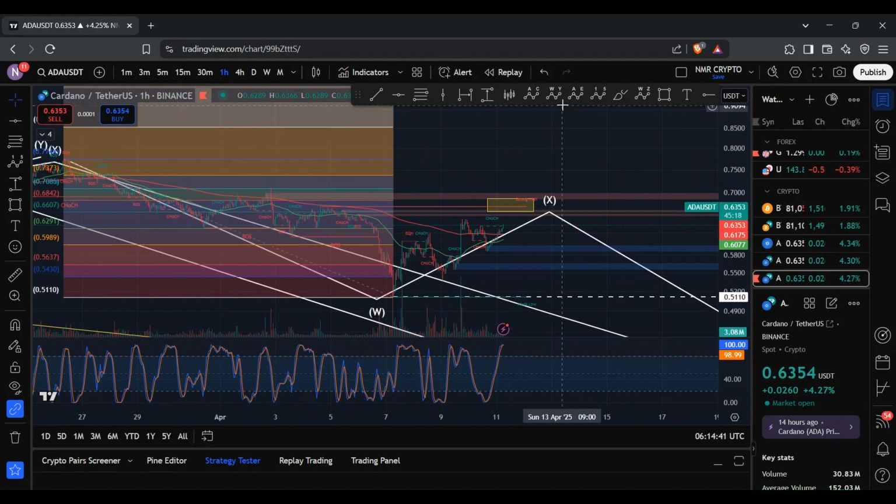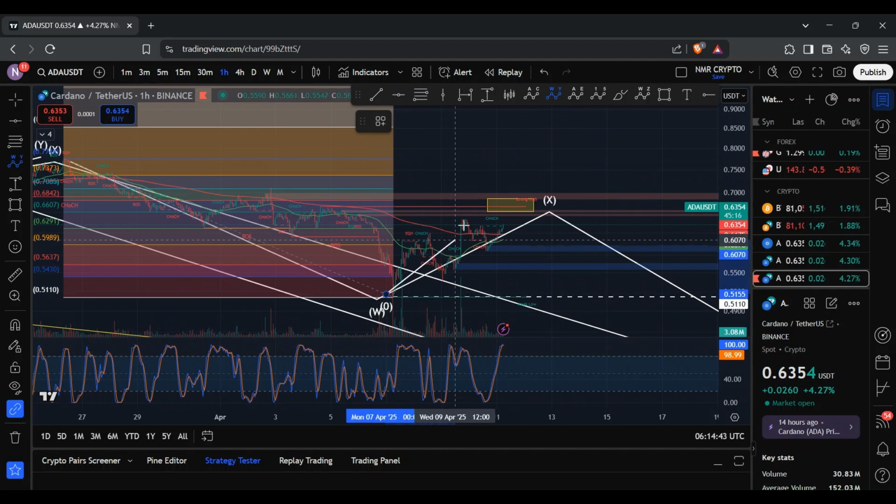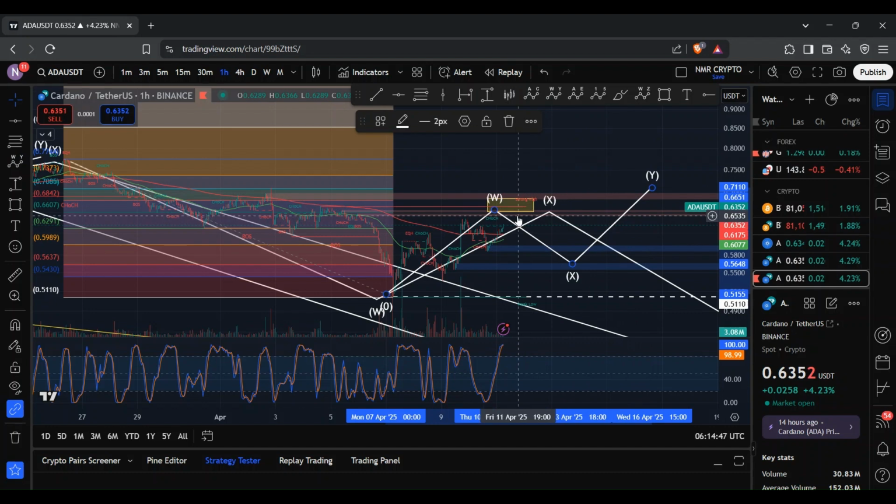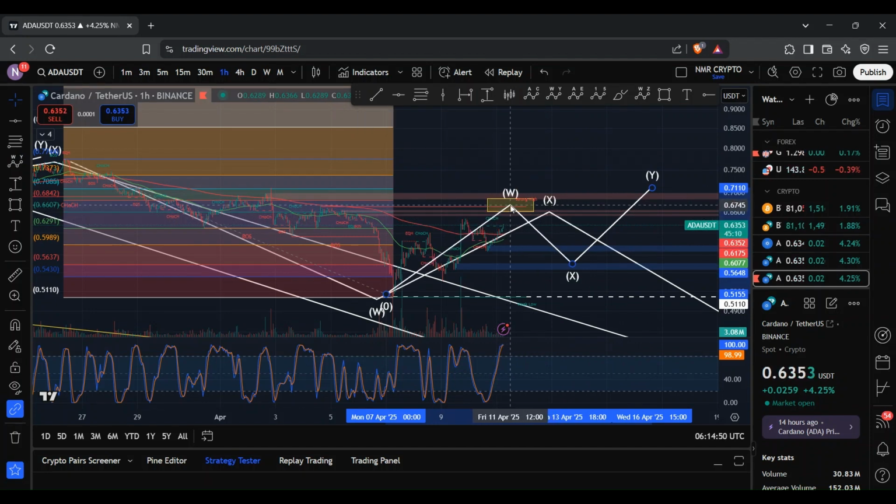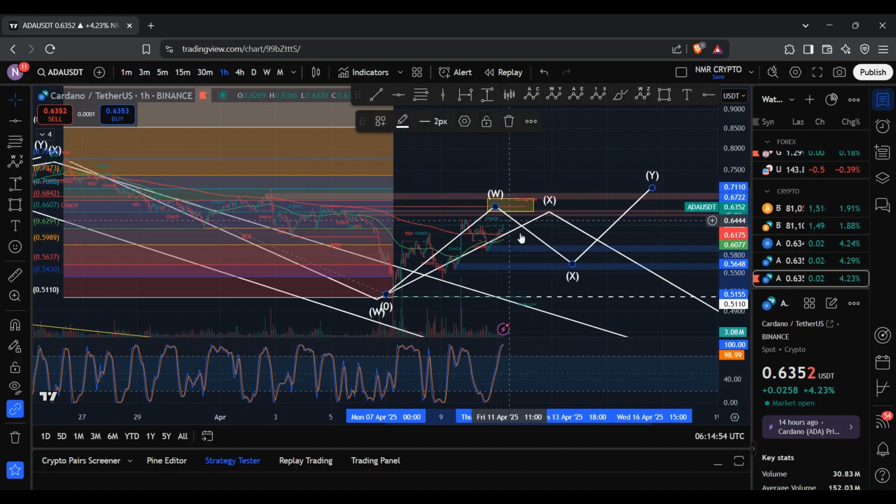And so there is a possibility that a bigger WXY structure is forming, where you have your W wave, your X wave, and your Y wave. And of course, this W wave depends on whether or not we reach this target here or we reach the target over here. But nevertheless, we could see that retracement to the downside.